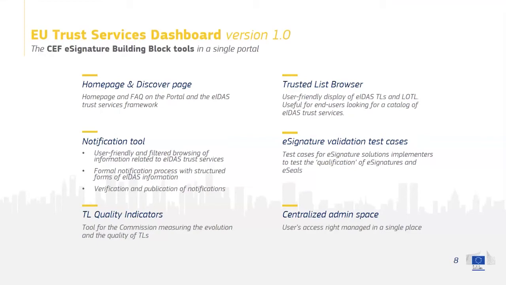So it's a tool for the European Commission. It is internal for the European Commission to measure the evolution and the quality of the trusted list. And so all the charts that are available from this tool are sometimes displayed during the workshop to show the evolution of the trusted list framework and the quality as well.